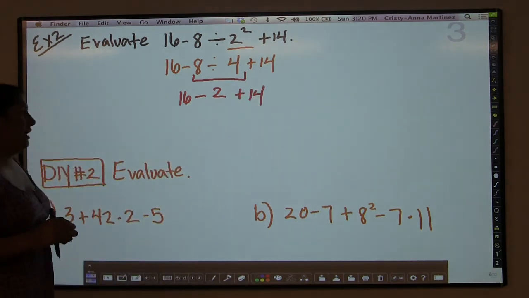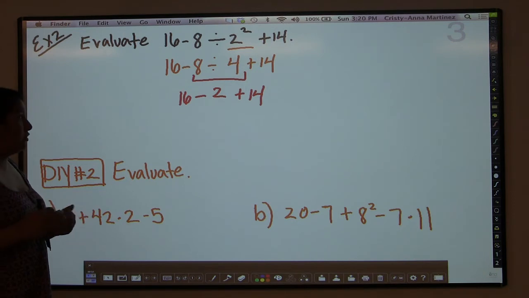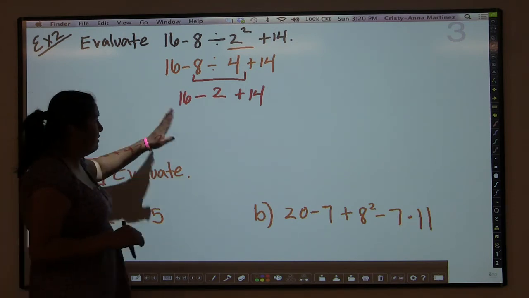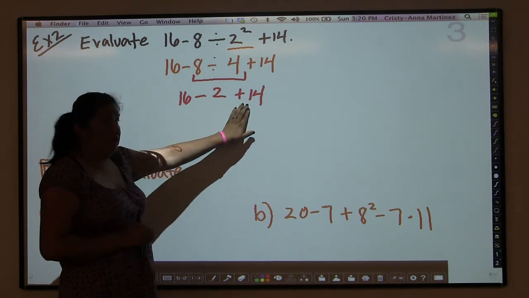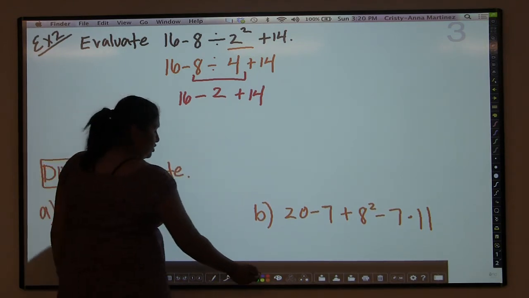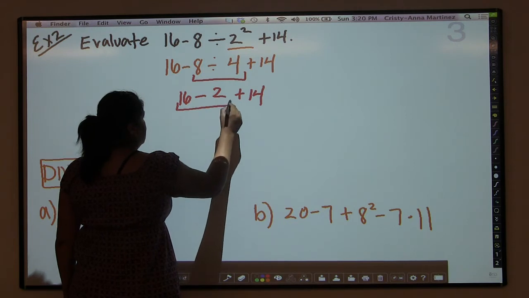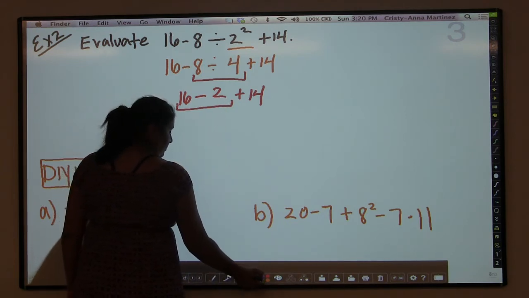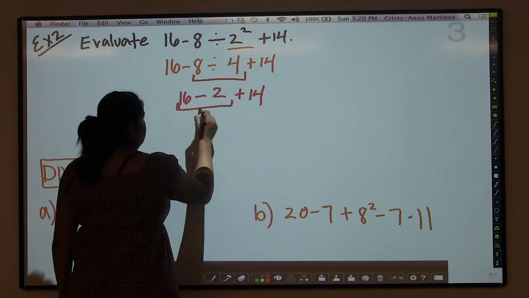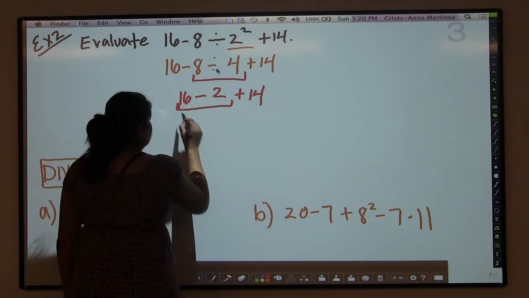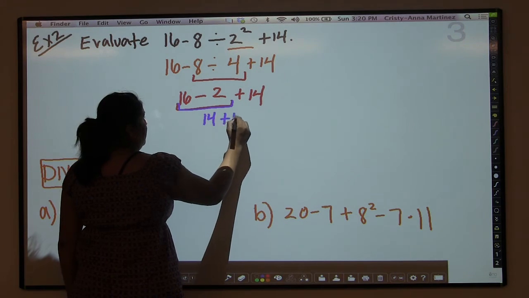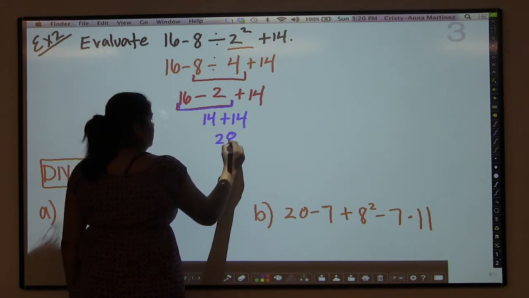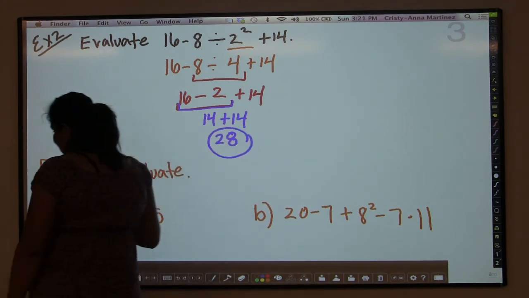And then we do addition and subtraction from left to right. And again, you'll notice that in this case, when I read from left to right, the negative comes first, the subtraction coming before the addition. So I am going to actually do 16 minus 2. 16 minus 2 is 14, and then we add another 14, and our final answer is 28.